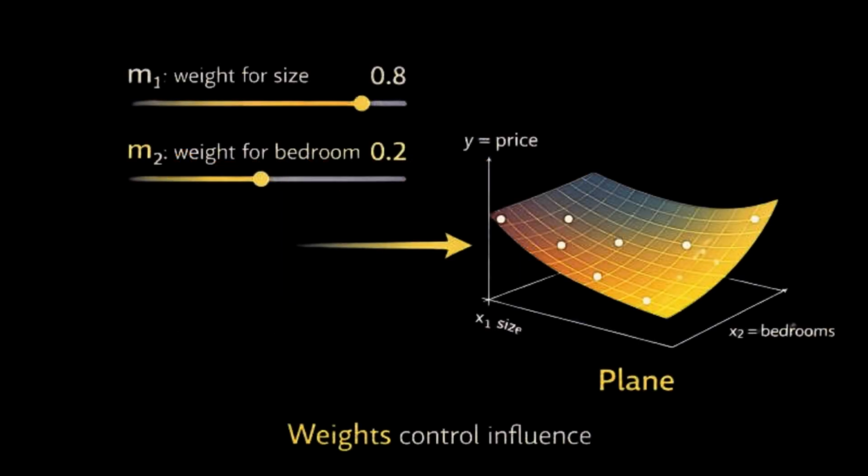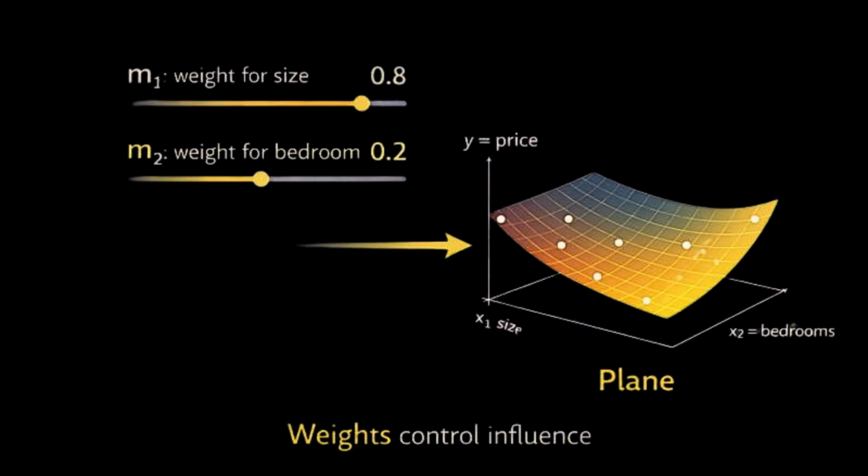So instead of one slope, we now have many. Each weight tells us how strongly a feature influences the prediction. If a weight is large, that feature matters a lot. If a weight is small, that feature matters less. So the model isn't just fitting data, it's learning what to care about.